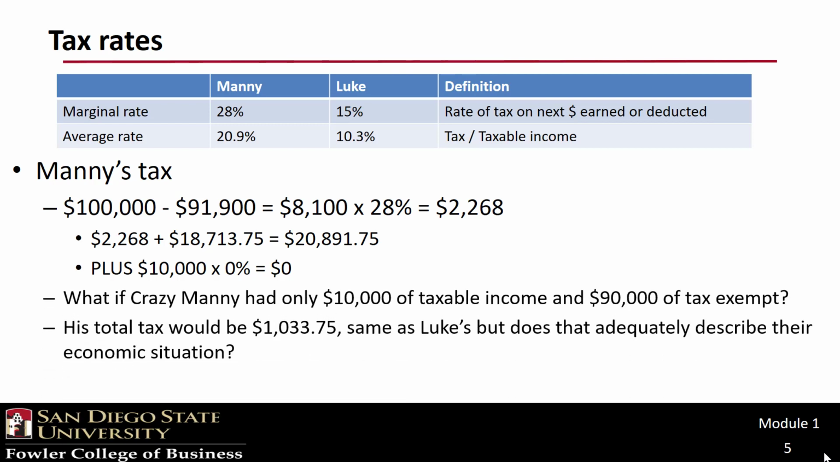What if instead of Manny, we had Crazy Manny? And Crazy Manny had $10,000 of taxable income and $90,000 of tax-exempt income. Now Manny's tax and average tax rate would be the same as Luke's, 10.3%. But does that capture Manny's economic condition? Would you say that Manny's tax burden of 10.3% on $100,000 of income is the same as Luke's?